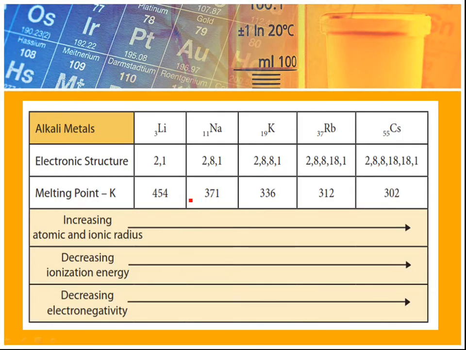Right, so here's some more general information about the group 1 metals. We have electron arrangement here. Okay, you can see they all have 1 on the end, which means they have the 1 valence electron in the outer shell. You can see the melting point is decreasing from left to right. We have increasing atomic and ionic radius, we have decreasing ionization energy, and we have decreasing electronegativity.